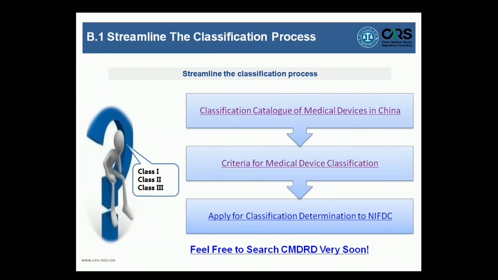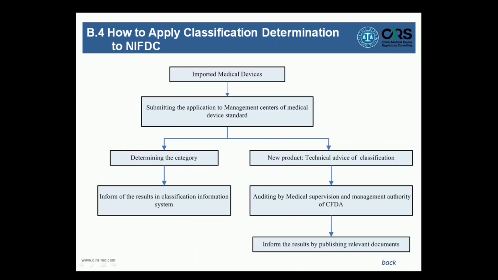And it has to be pointed out that for some novel devices created by very new and innovative technologies, these devices are very possibly not listed in the classification catalog, and neither can they be determined from the classification criterion because they are very new. So in this case, you have to apply for the classification determination to NIFDC.